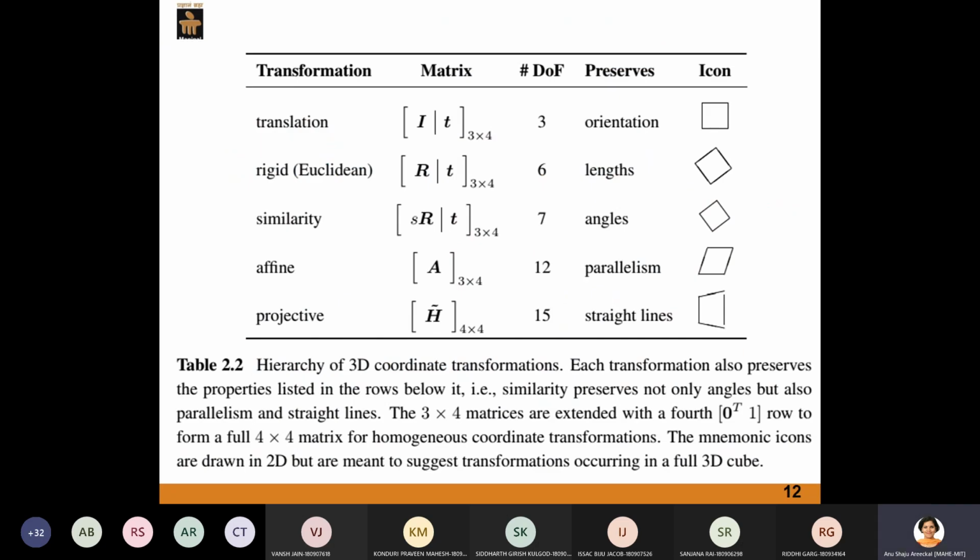So this is a summary of all the transformations, the transformation matrices along with the dimensions, and then the degrees of freedom, that is the total number of effective unknowns present in each of the equations of the transformation matrices. Then what are the different properties that it preserves, that is also shown over here. And then finally just a representation of what this is. All these properties, what it preserves, etc., are the same as those of the 2D space.